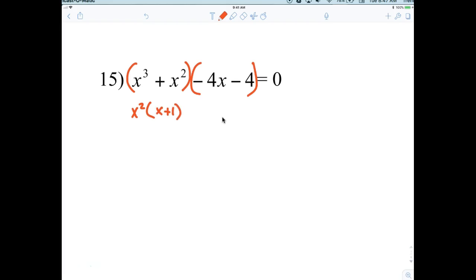Now, what's common in the next 2? -4. Now remember, when you factor out a negative, you change the signs. I factor out a -4, I'm left with? X plus 1. I'm left with x plus 1.